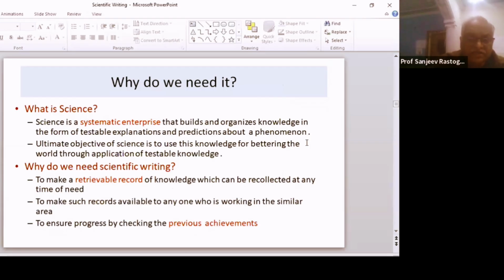Okay, what is science? If you try to explain it, science is a kind of systematic enterprise that builds and organizes knowledge in the form of testable explanations and predictions about phenomena. An ultimate objective of science is to use this knowledge. This is something very important. What is science making the experiment for? It is for the use of this knowledge for bettering the world through application of testable knowledge.